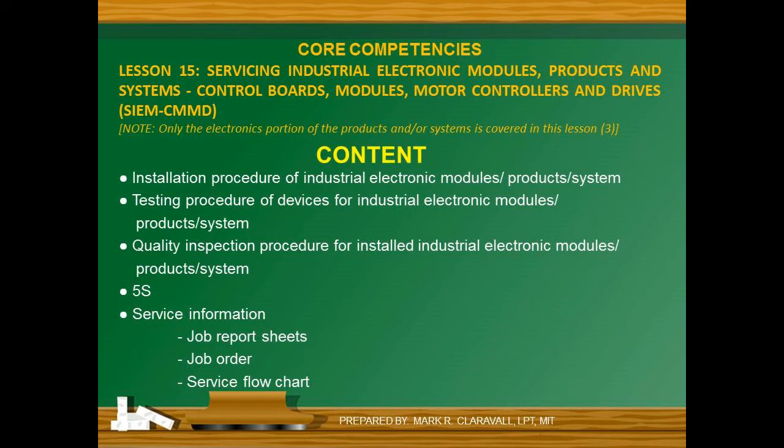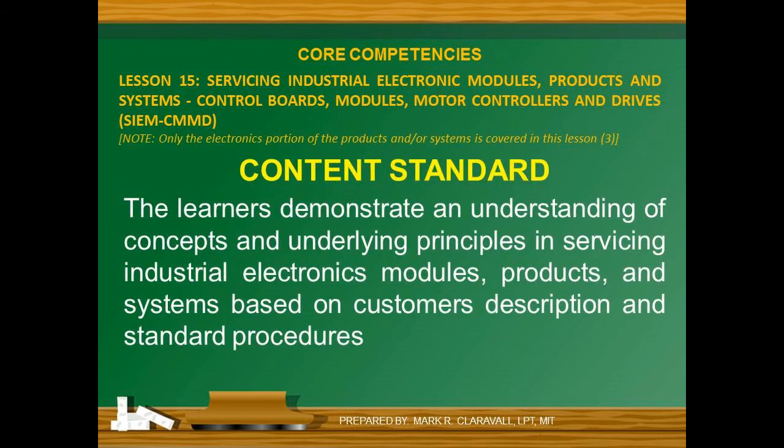3. Content. Installation procedure of industrial electronic modules/products, system. Testing procedure of devices for industrial electronic modules/products/system. Quality inspection procedure for installed industrial electronic modules/products, system. 5S. Service information. Job report sheets. Job order. Service flow chart.